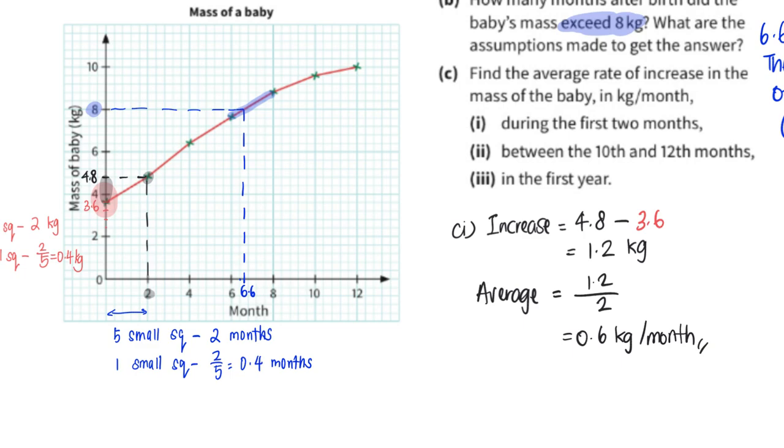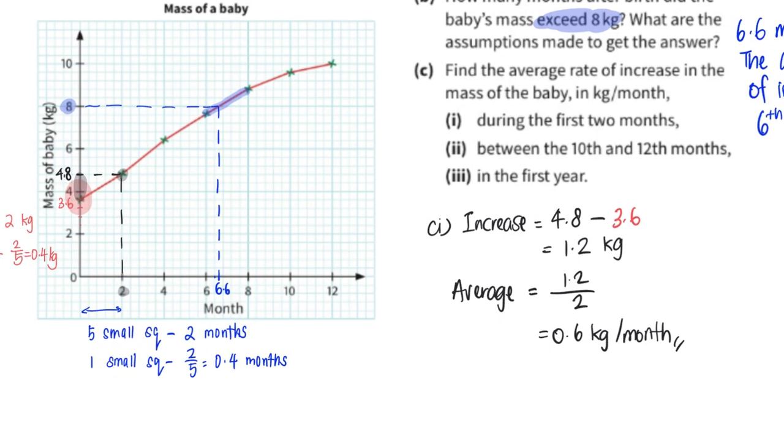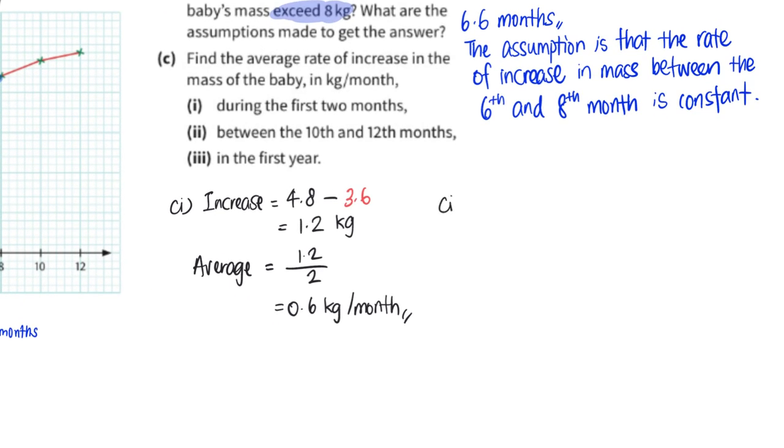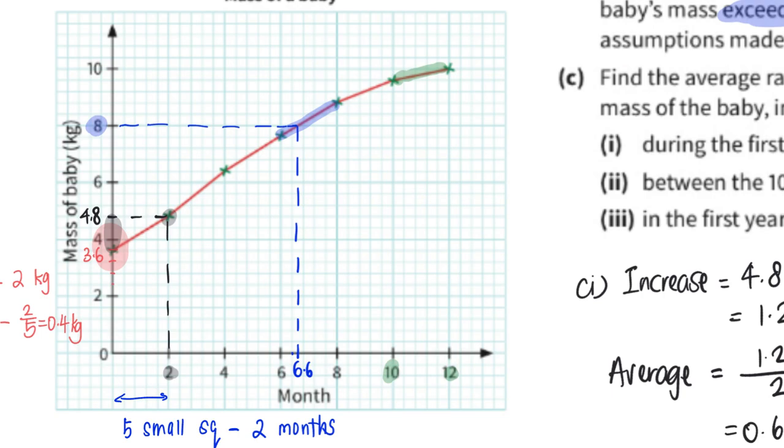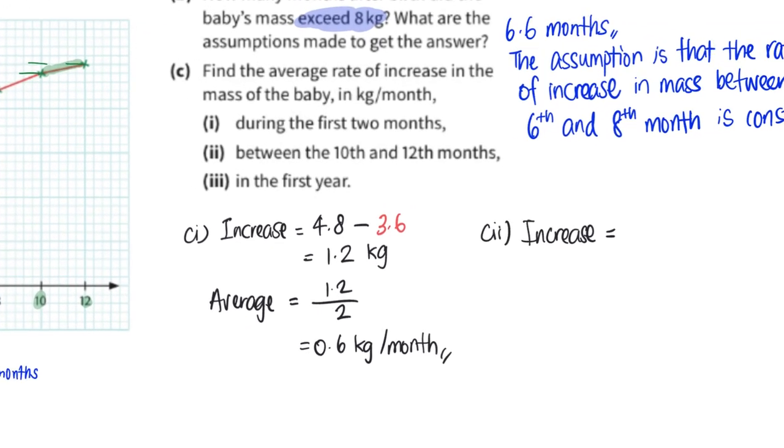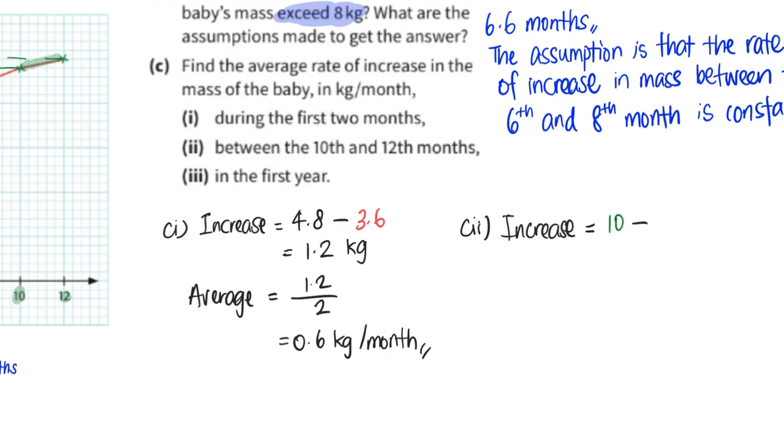Find the average between the 10 and the 12. Okay, so C part 2. Again, we need to find the increase. Now it's from 10 to 12, so it's this particular point here. Again, we are going to the graph, and we will get 9.6 here, and 10. Therefore, I will be able to get 10 minus 9.6, and the increase is 0.4 kg.